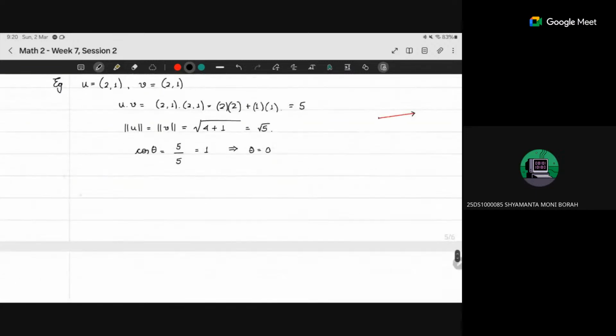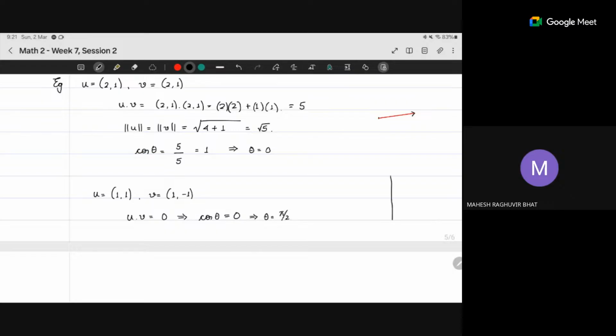On the other hand, let's say u is 1, 1, and v is 1, minus 1. What is u dot v? 0. This itself is 0. So cos theta, I don't even need to compute norm of u, norm of v, and all that. This implies that cos theta is equal to 0. So what does this imply? Theta is 90 degrees, or pi by 2.